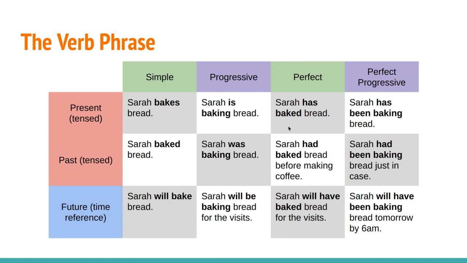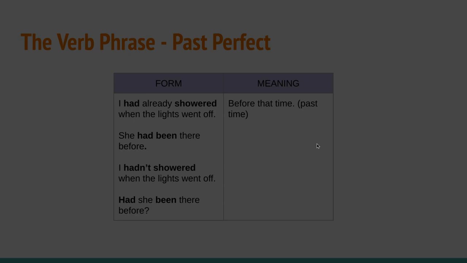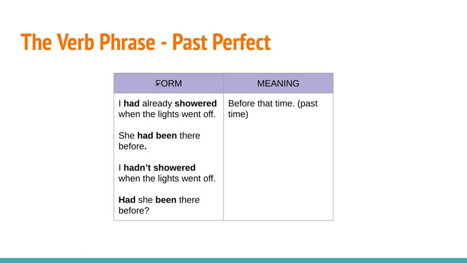Now, if we combine past tense and the perfect aspect, we have the auxiliary that is marked for the past, had, and the auxiliary for the perfect aspect which is have, plus the participle of the main verb. The conjugation is rather simple: had for all the persons, hadn't in the negative, had she been for the question. Remember this: the ed form for regular verbs, or the third column of irregular verbs, right in the main verb. The meaning is before that time, past time.